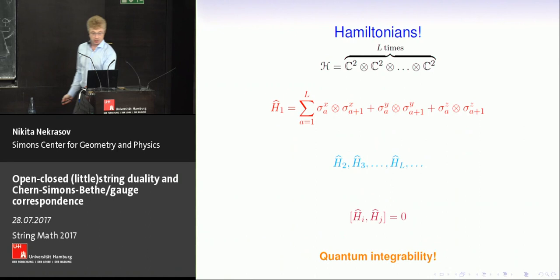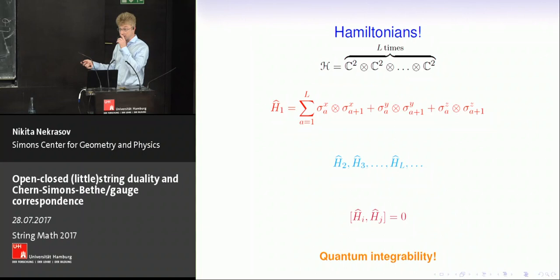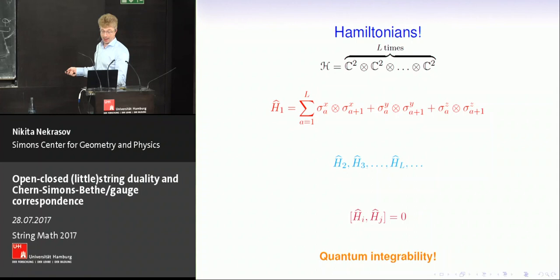So the beauty of this system is that it's actually quantum integrable. So in addition to the Hamiltonian which we start with, there are other operators which are in some sense independent, which commute with this H1, with the first one. And there are enough of such operators to call the system quantum integrable.